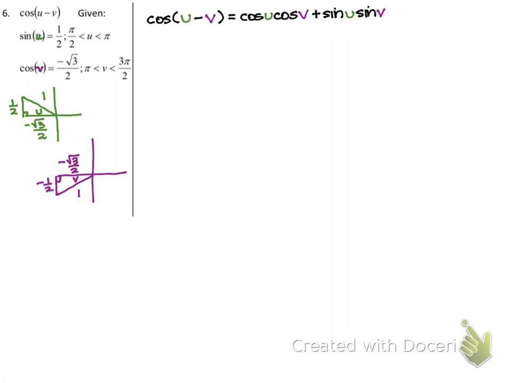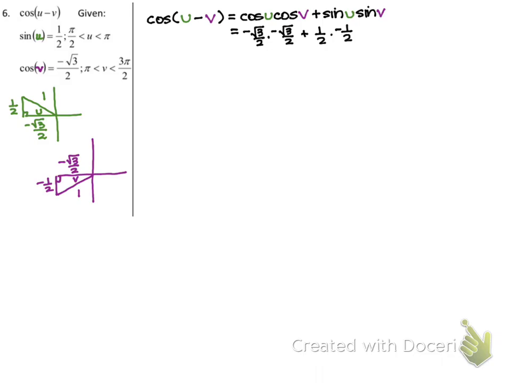Okay, now we're just going to bounce back and forth between the triangles. So if I go to the green triangle, cosine is going to be negative √3/2. Times, go to the purple triangle, cosine is negative √3/2. Plus, go back to the green triangle, sine is 1/2. Times, down to purple, sine is negative 1/2.